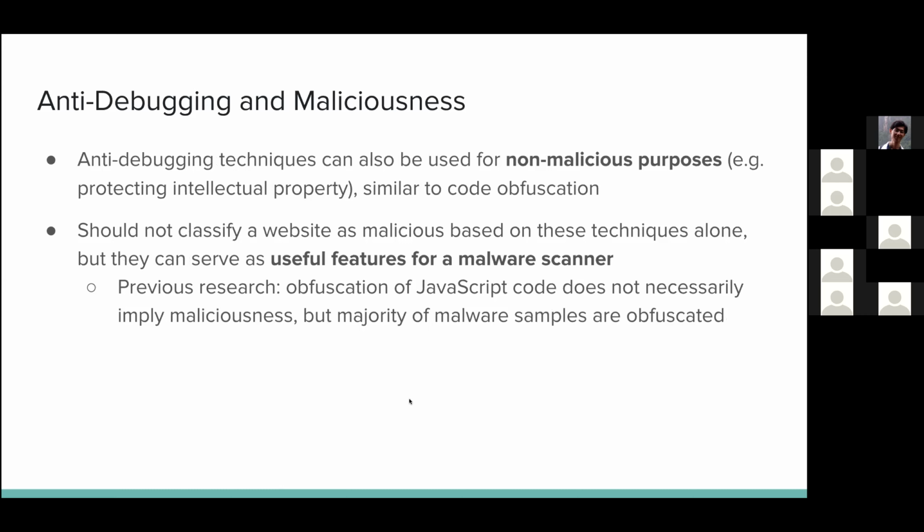Okay, as we discussed previously, these anti-debugging techniques can also be used for non-malicious purposes. For example, Shopify has a script that detects whether, I believe, you're trying to reverse engineer the code, and then it prevents that. So these techniques cannot be used to classify a website as malicious, but they can be features for a malware scanner. This is similar to the previous research on obfuscation of JavaScript, which also does not necessarily imply malicious code.